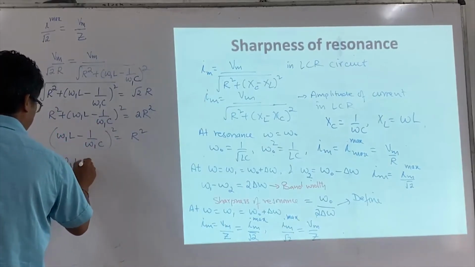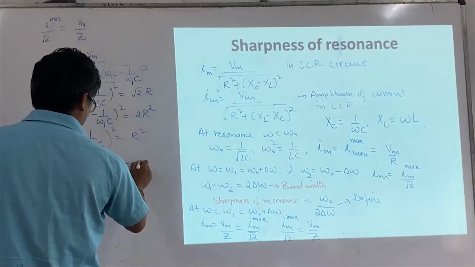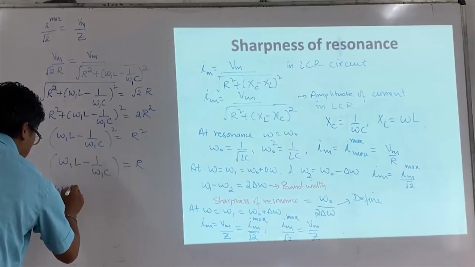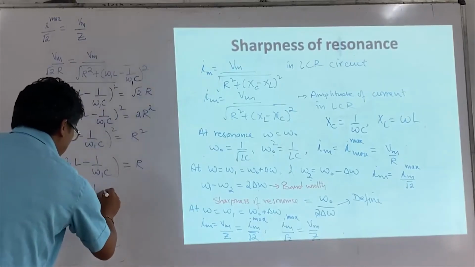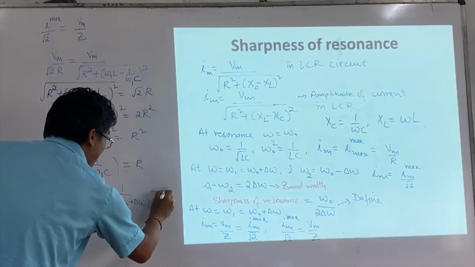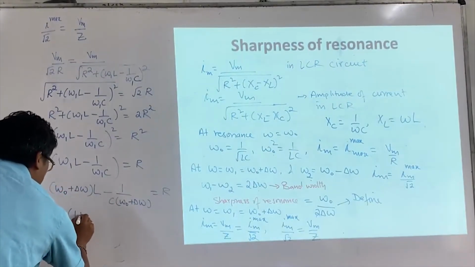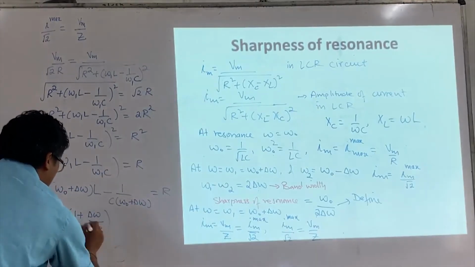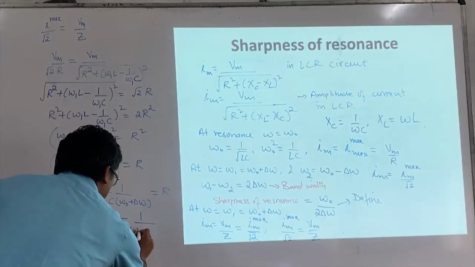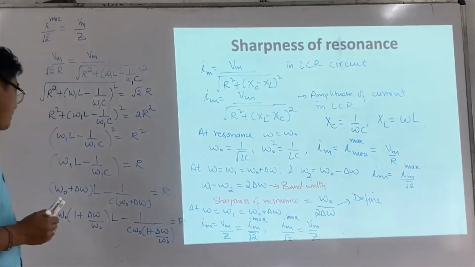Again, one more step: omega 1 L minus 1 by omega 1 C is equal to R, right? Now I would like to substitute omega 1 equals omega naught plus delta omega: (omega naught plus delta omega) L minus 1 by C (omega naught plus delta omega) equals R. Now I take omega naught common: omega naught (1 plus delta omega by omega naught) L minus 1 by C omega naught (1 plus delta omega by omega naught) equals R. So this is a simplification.